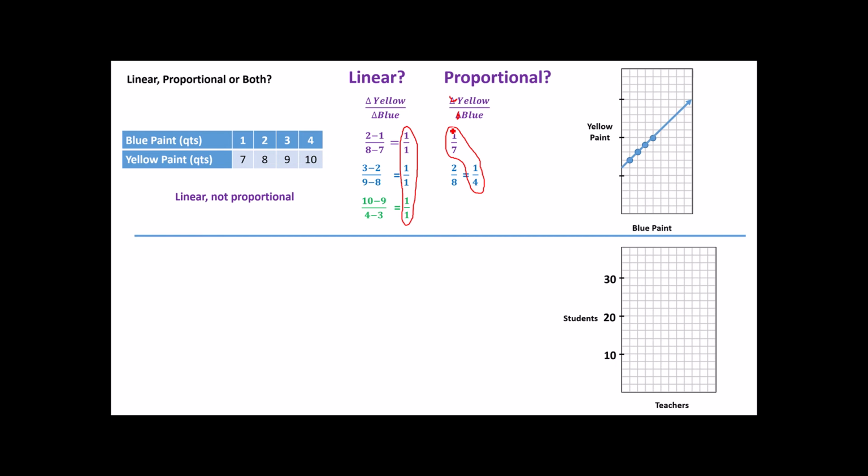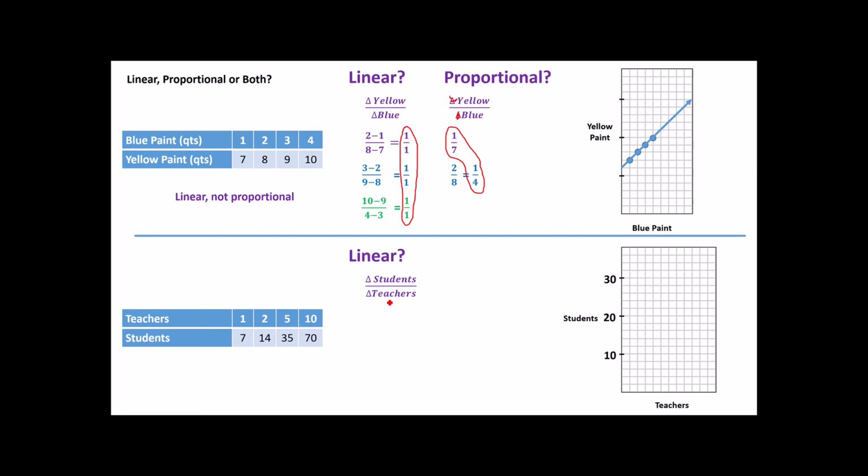Let's do one more set of these and then we're going to see if we can tie all this together real quick. We're looking at teachers and students. Teachers and students. Is it linear? We're going to put students on top this time, teachers on the bottom. I'm going to recommend that you pause the video, try this on your own. I'm going to keep going, and this time I'm going to do it much, much more quickly.